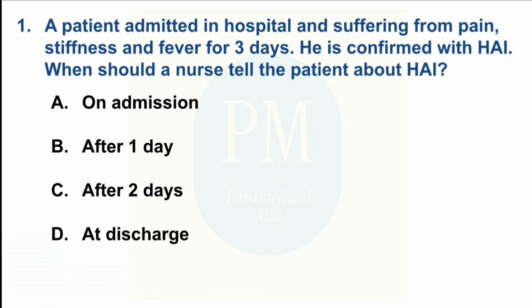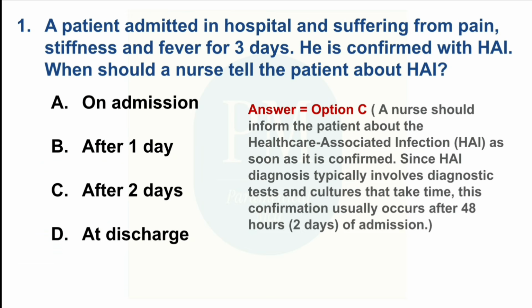A patient admitted in hospital and suffering from pain, stiffness and fever for 3 days. He is confirmed with HAI. When should a nurse tell the patient about HAI? Option A, on admission. Option B, after 1 day. Option C, after 2 days. Option D, at discharge. The correct option is option C, after 2 days.